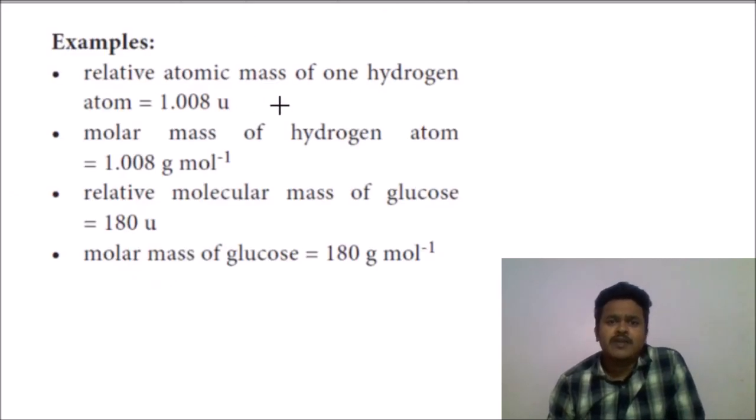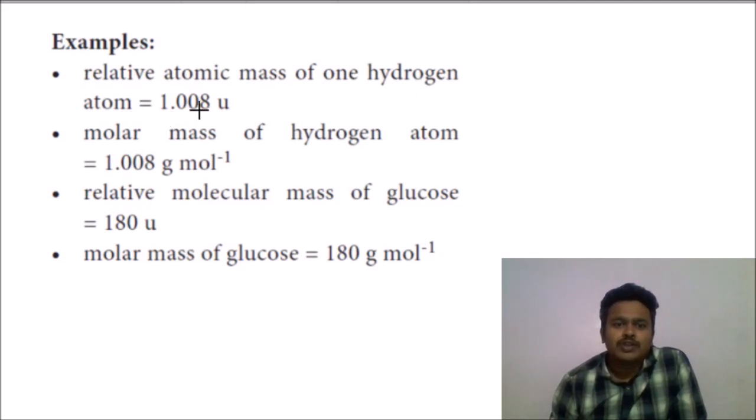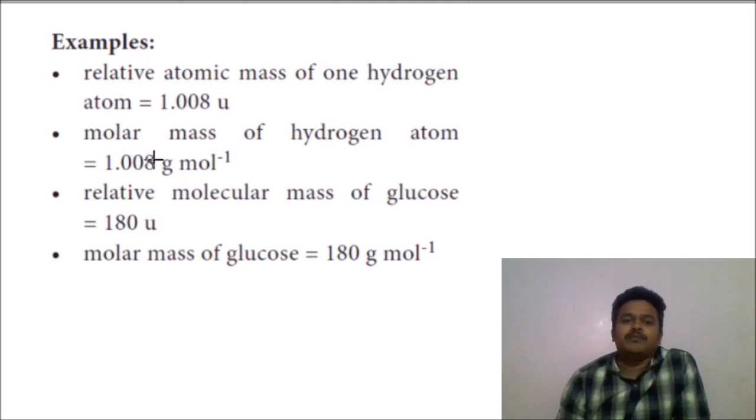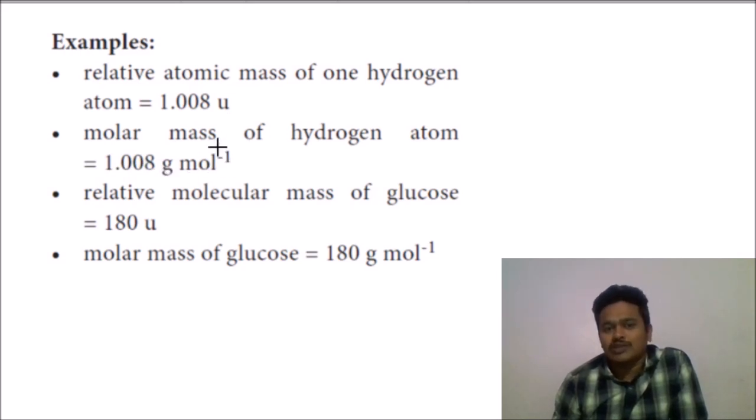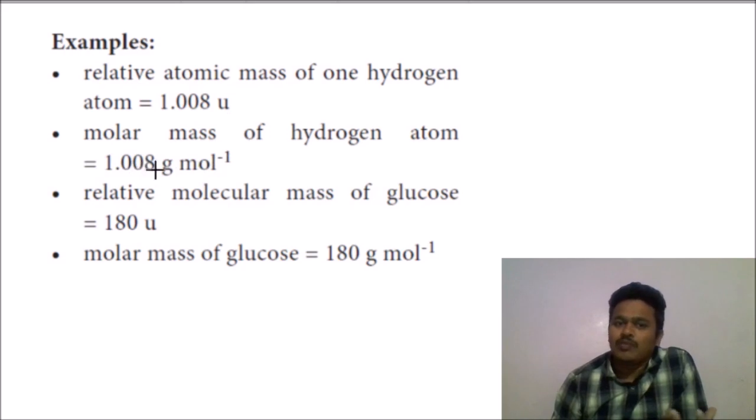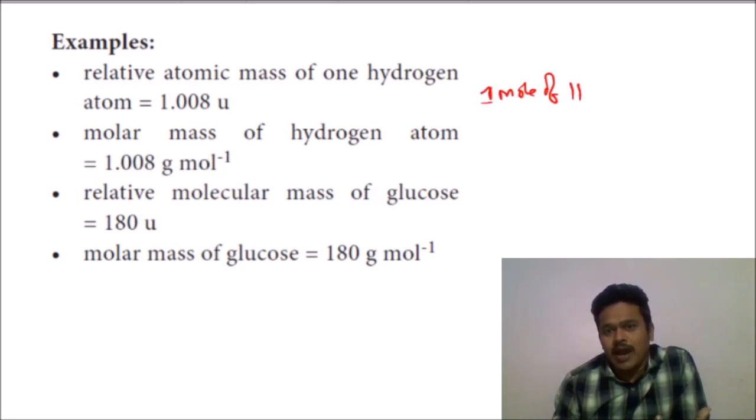Examples they gave: the relative atomic mass of one hydrogen atom is 1.008 U, unified mass, AMU, because that is a relative atomic mass. The molar mass of hydrogen atom is 1.008 gram per mole. Per mole means you are taking 1 mole of hydrogen atoms, and that will be 1.008 grams per mole.